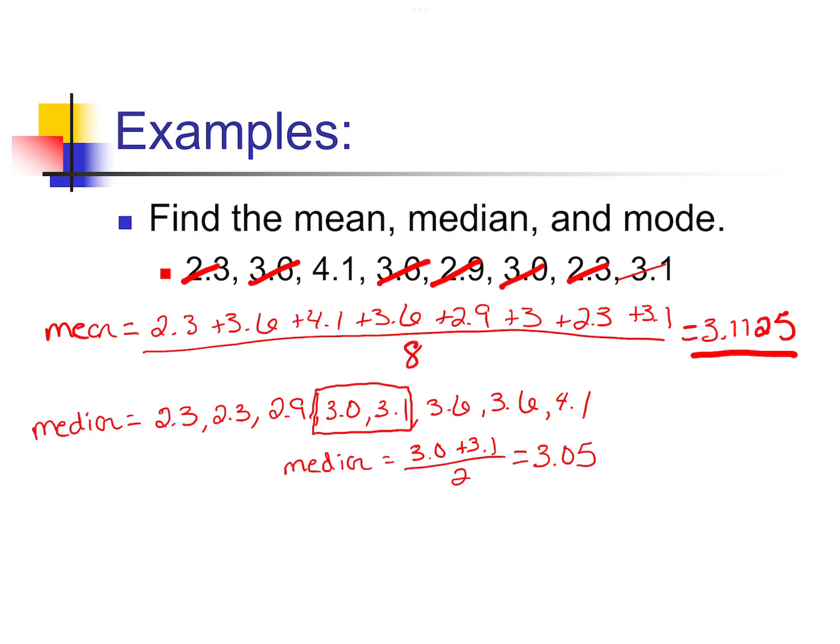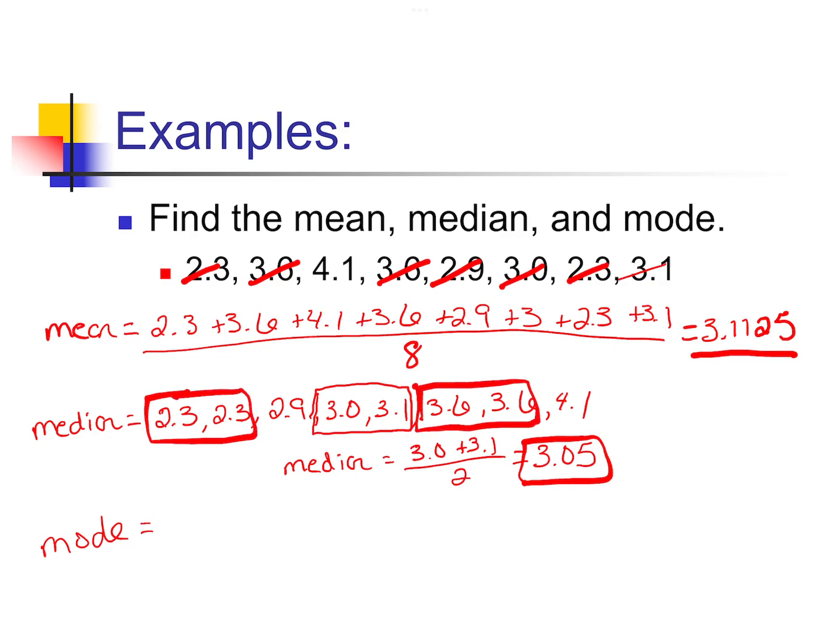So there's our median. And last, we need our mode, which is the one that occurs the most often. Well, if we look up here, I have two 2.3s and two 3.6s. So my mode is 2.3 and 3.6. Remember, it's okay to have more than one.